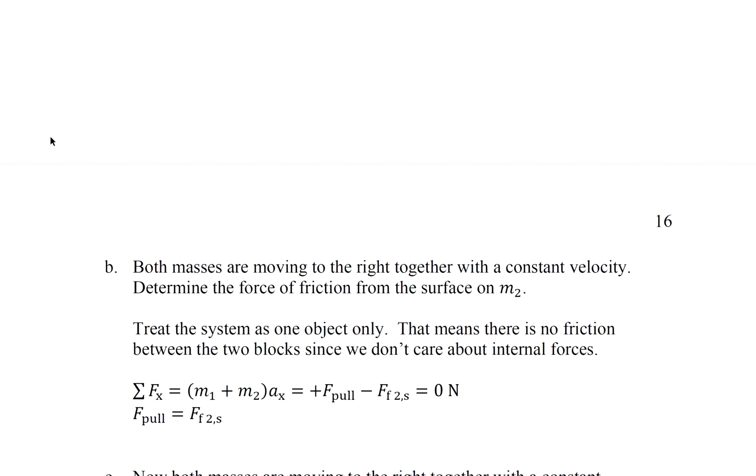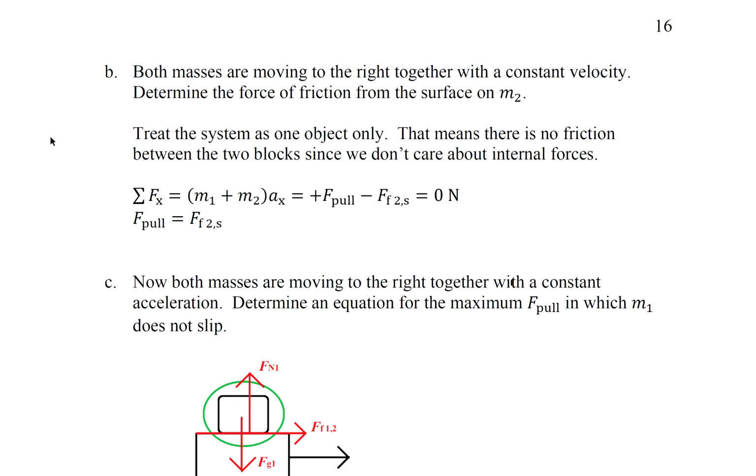So, part B, both masses are moving to the right together with a constant velocity. Determine the force of friction from the surface on M2. So, let's treat the system as one object only. That means that there's no friction between the two blocks, since we don't care about internal forces. Because it says they're moving to the right with a constant velocity together. The key word here is together.